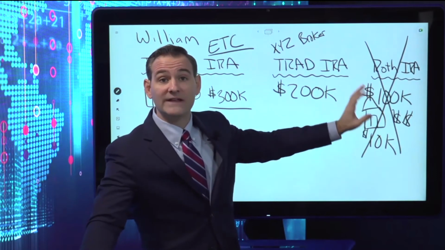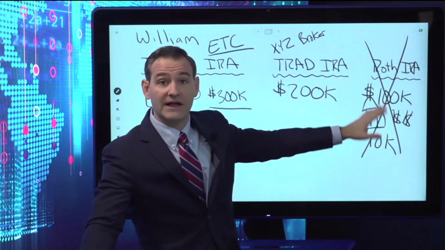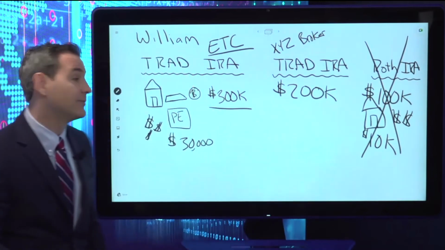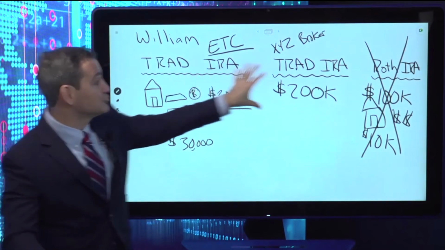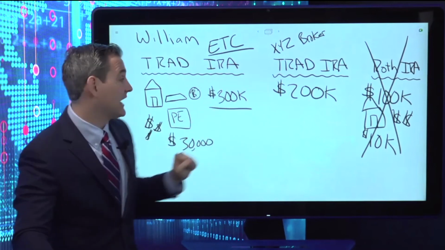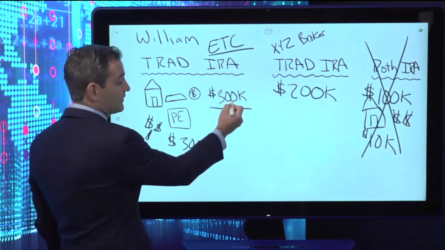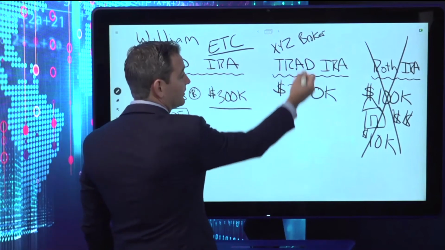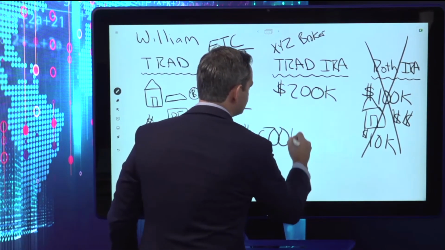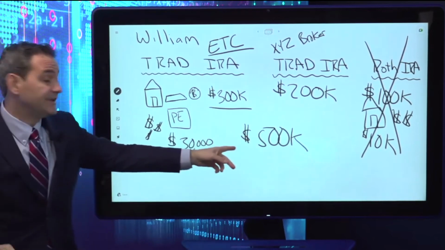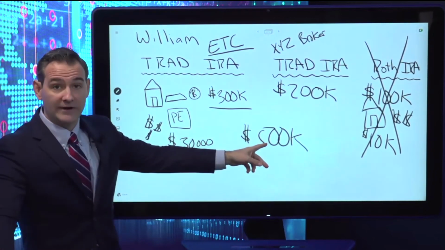Providing that William waits till he's 59 and a half or older and the account is seasoned for 5 years, he's got no tax liability there. What we have to do is combine both traditional IRAs for our calculation. So we're going to take our 300,000 in this IRA plus our 200,000 in this IRA, which is going to get us 500,000. So this is going to be our numerator.